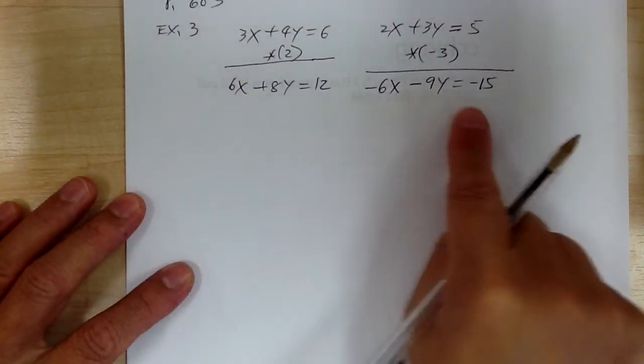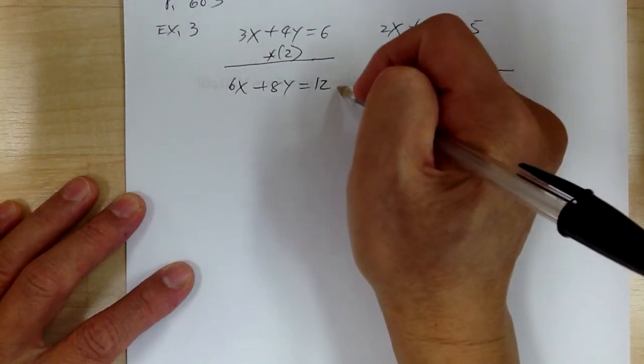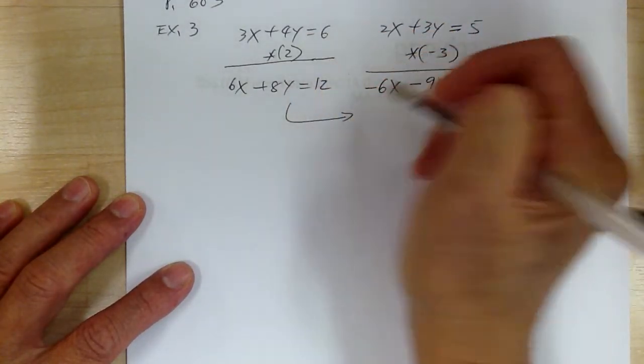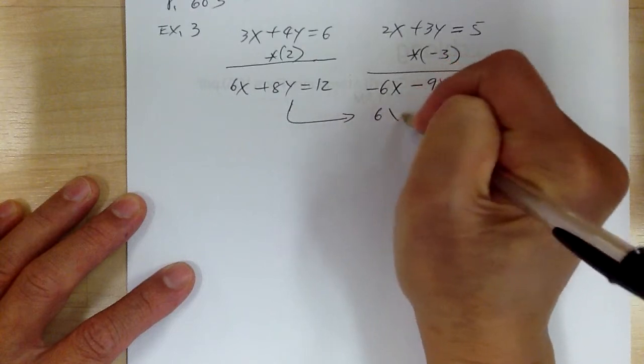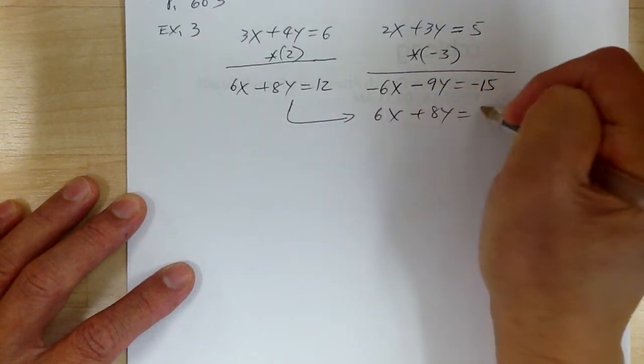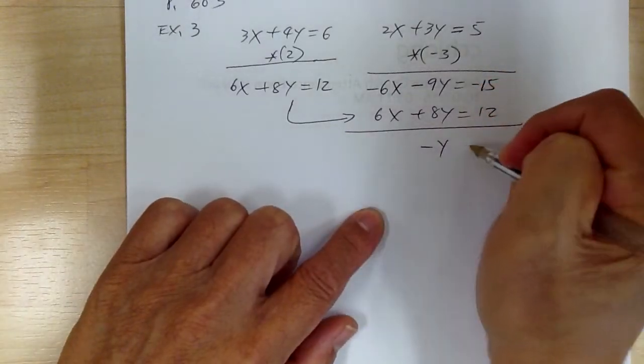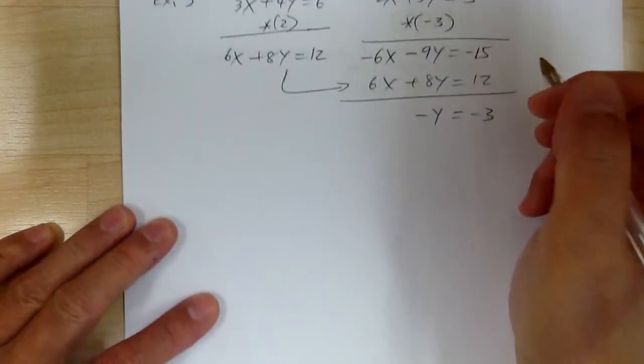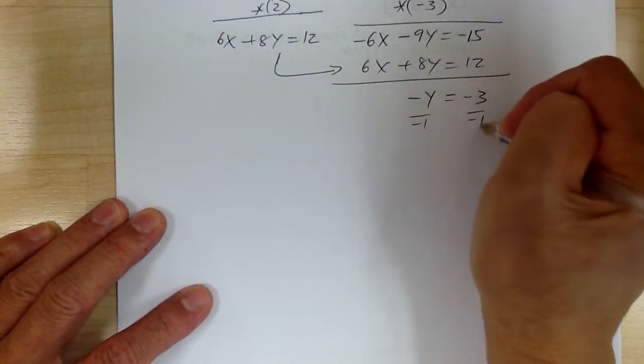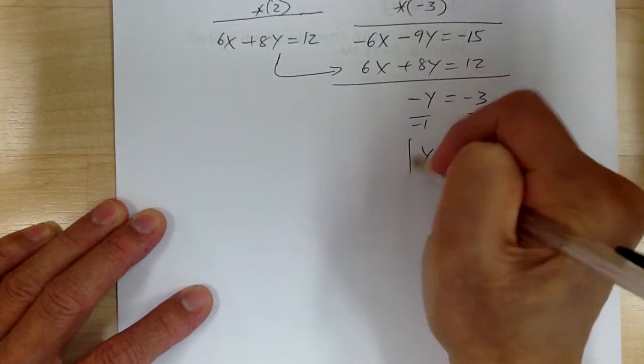Okay, so I'm going to put this under here. So I got 6x plus 8y equals 12. So when I add, this becomes negative y equals negative 3. So divide by negative 1, divide by negative 1, so y equals 3.